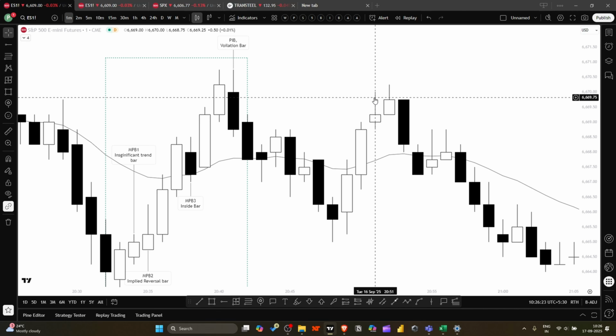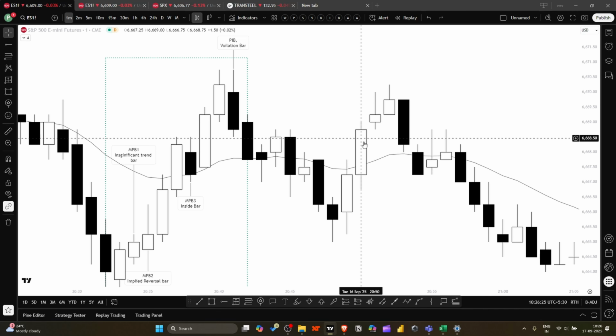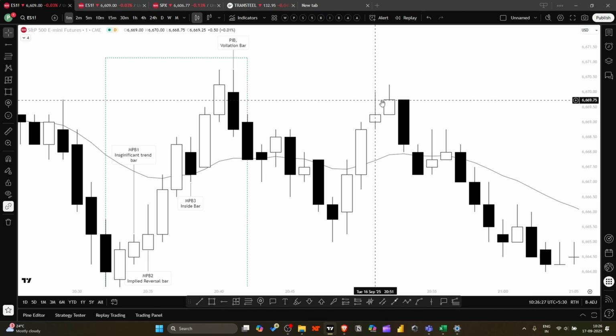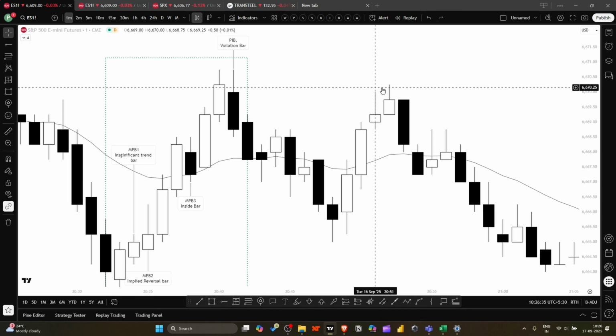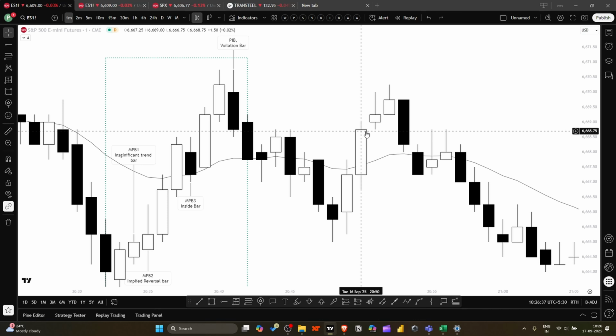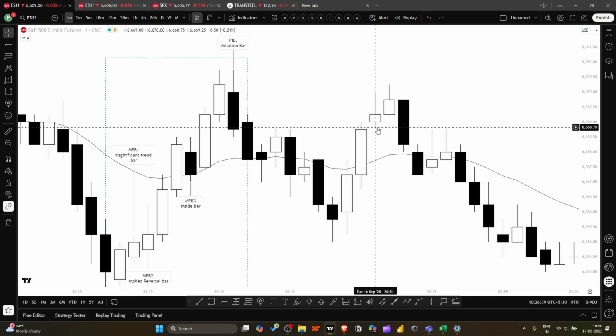Why do I call it a pause? If the momentum of the bulls was so high, this wouldn't be happening. This bar would be closing on its high. The bar's range would be similar to this bar's range. There would be no overlap between this bar and this bar. For now, keep these points in mind.